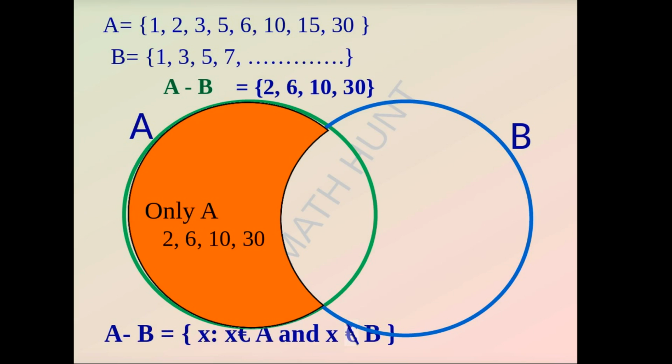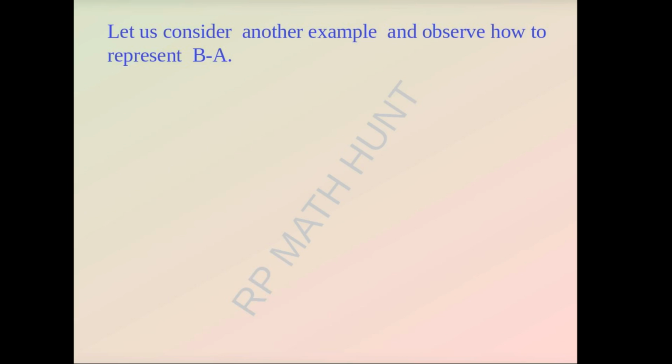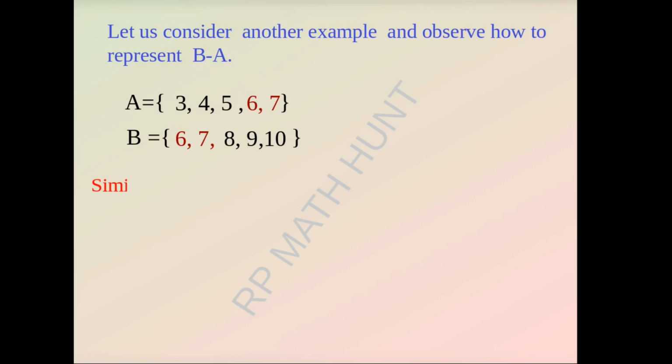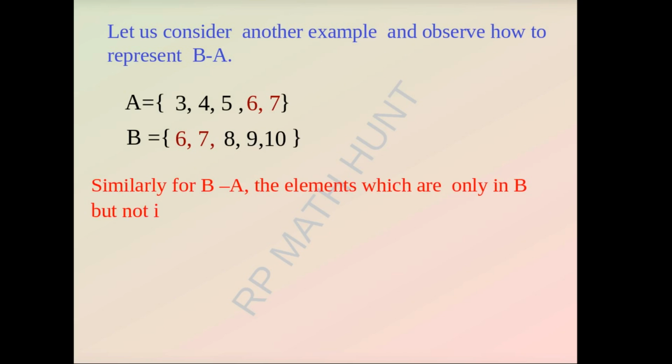Now, let us consider another example. Observe how we represent B minus A. A equals 3, 4, 5, 6, 7. B equals 6, 7, 8, 9, 10. Similarly, for B minus A, the elements which are only in B but not in A are taken. Now B minus A equals 8, 9, 10.